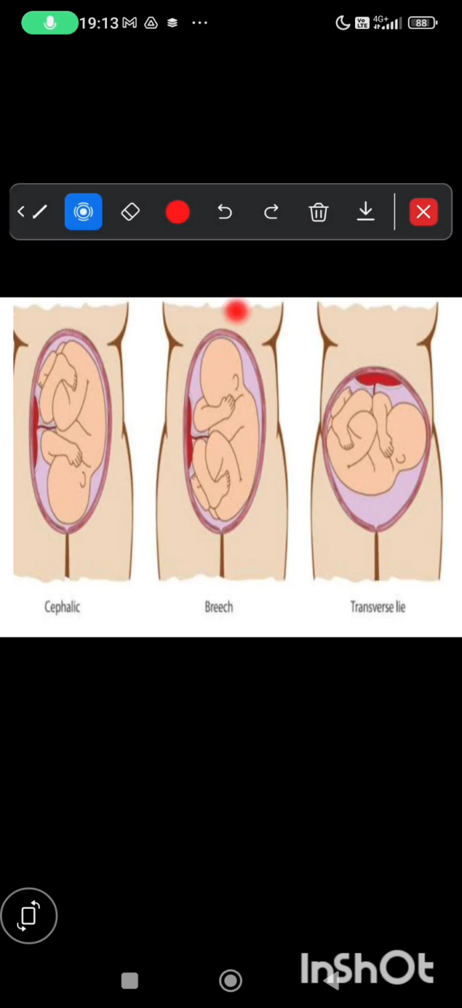Transverse lie. Now there could be two possibilities. The head could be either toward the left side, as you can see here, or the head could be toward the right side.